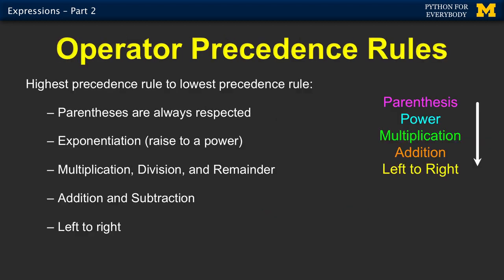So the rule is parentheses override everything. Exponentiation is the most powerful. Multiplication and division and remainder are equal. They're the next most powerful, then addition and subtraction. And then when in doubt, you just go left to right. So if there's a bunch of additions, you just go left to right. Or if there's an addition and subtractions and a bunch of stuff, you go left to right.